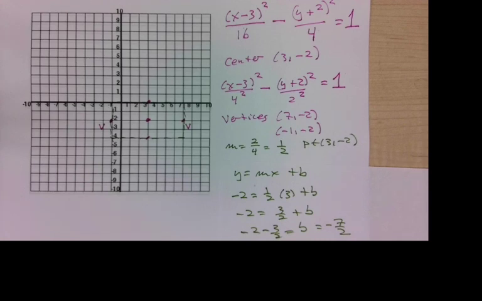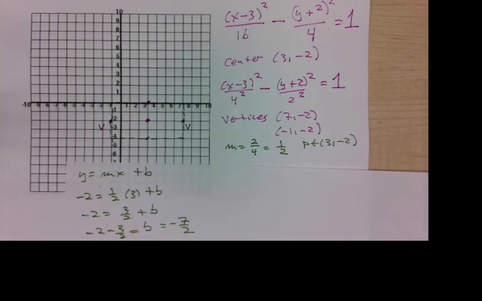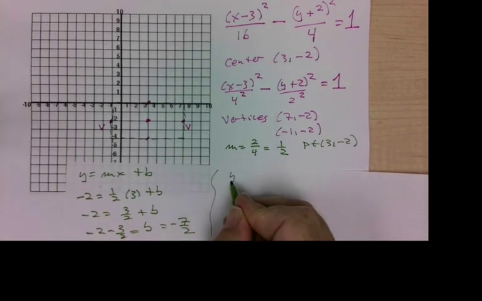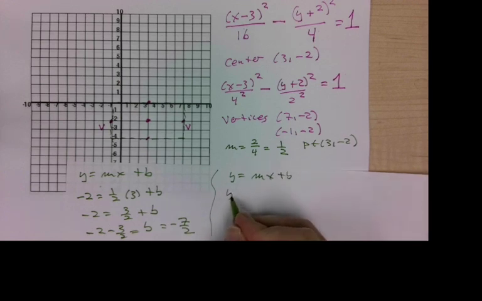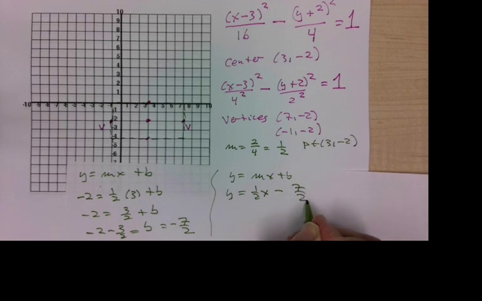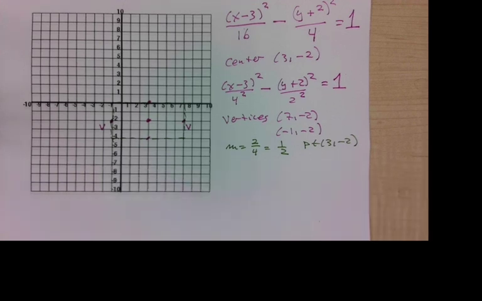y equals mx plus b. So y equals 1/2 x minus 7/2. So let's take a look at our picture, see if we can believe that. So we think one of our asymptotes is y equals 1/2 x minus 7/2.